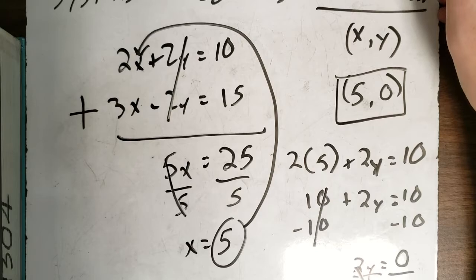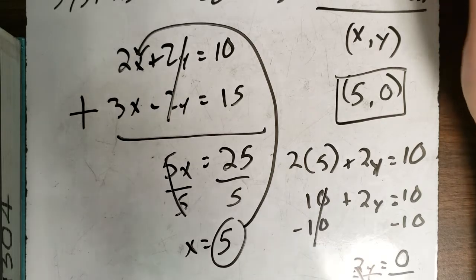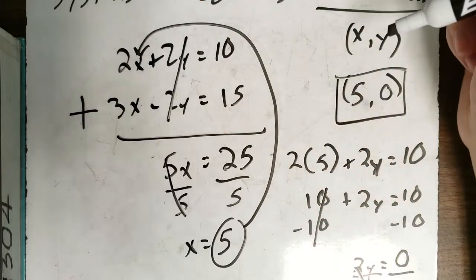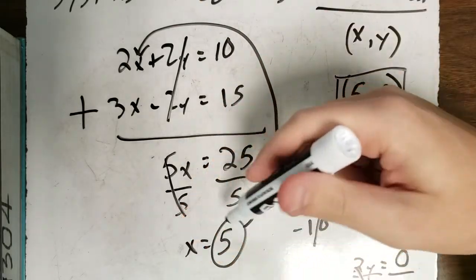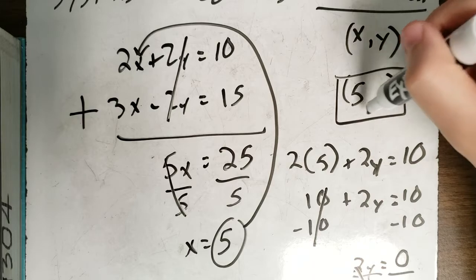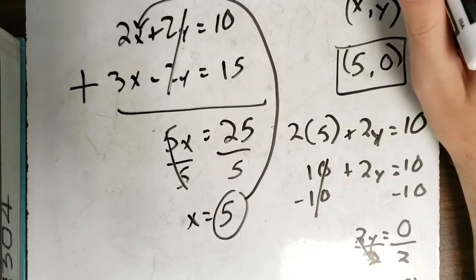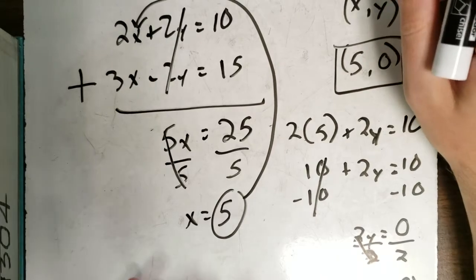Okay. So, once again, adding everything straight down, canceling out a letter, solving for that letter, plugging it back into the original equation, solving for that letter, get our other letter answer. Let's add another step to it.